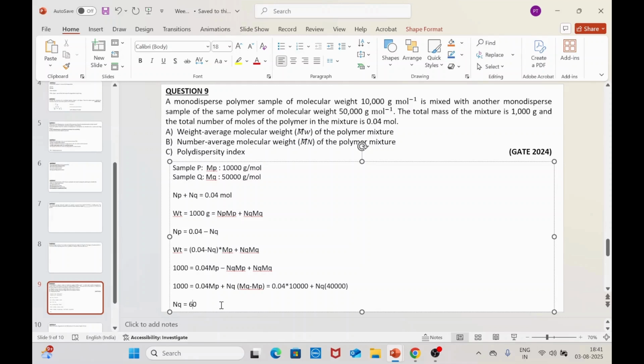So this will be something like 600 by 40,000. So 6 by 400. So that would be 1.5, 3 by 2. So is this the value of NQ? 0.015. Yes, has anybody calculated?